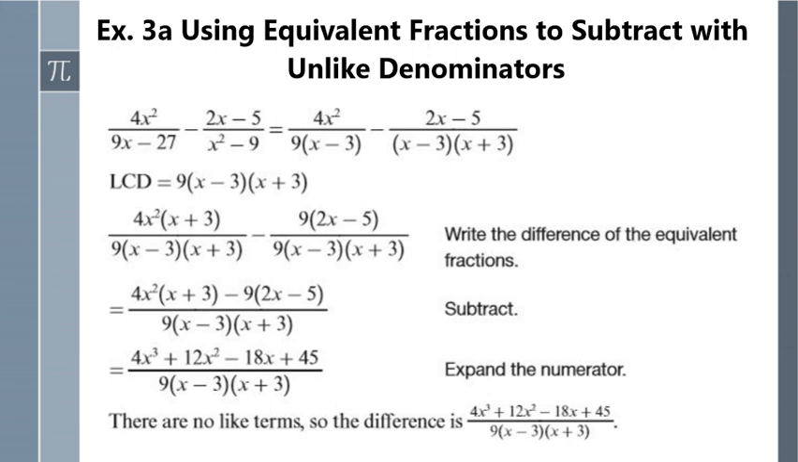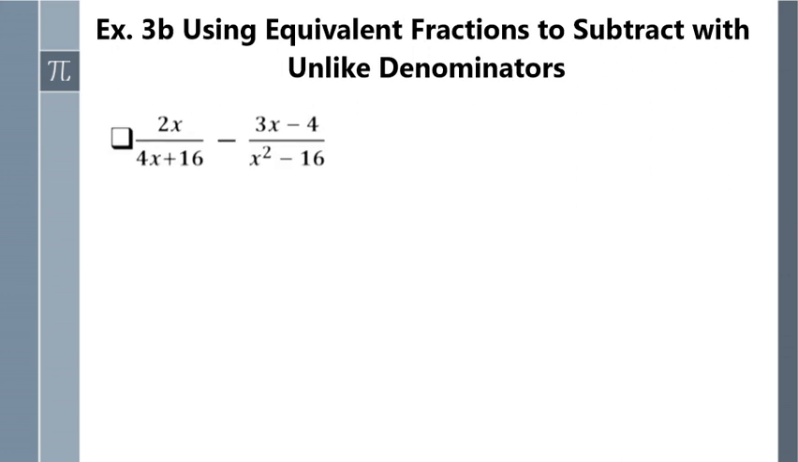The third kind of example, using equivalent fractions to subtract unlike denominators. So we're going to do the same thing, the only difference is it's subtraction. So let's look at an example here. I have 2x over 4x plus 16 minus 3x minus 4 over x squared minus 16.